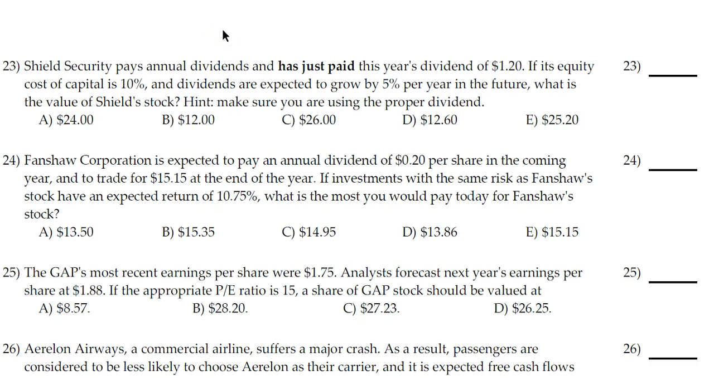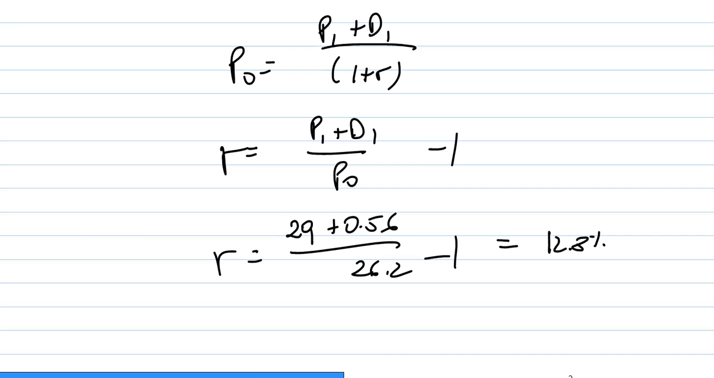So here we're provided with the dividend that has just been paid. So this is our D0. We have to make sure we use D1, so dividend from next year, right? So this is a simple growing perpetuity model where the price of the stock is dividend in year 1 divided by R minus the growth rate of the dividends.